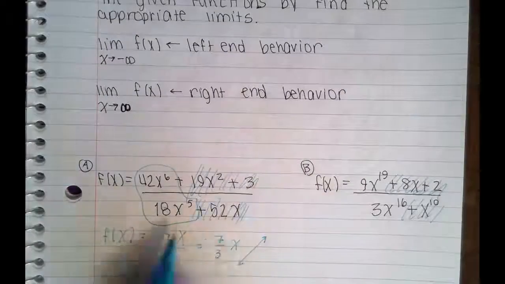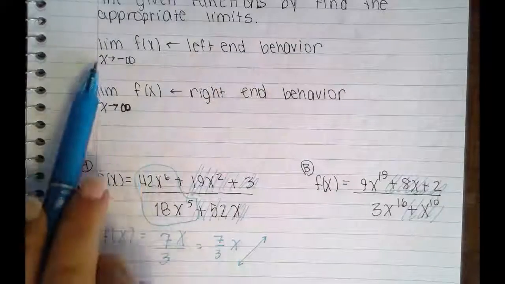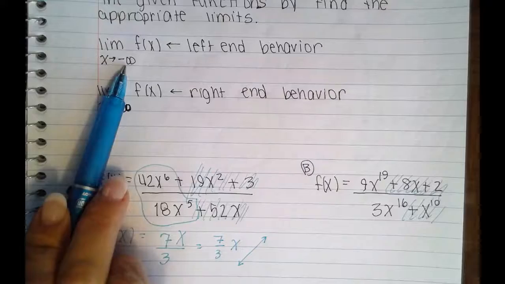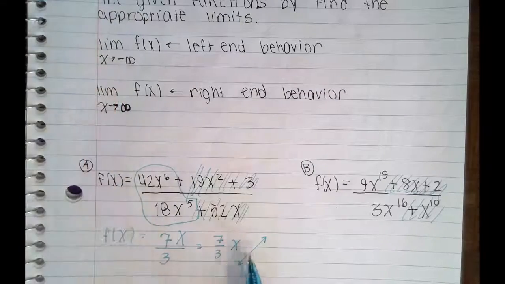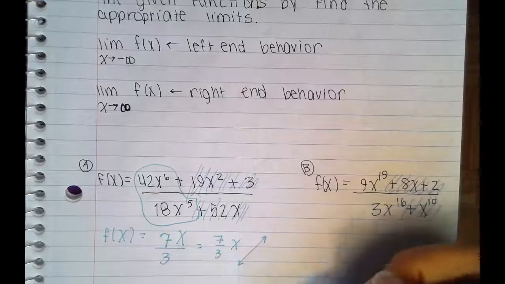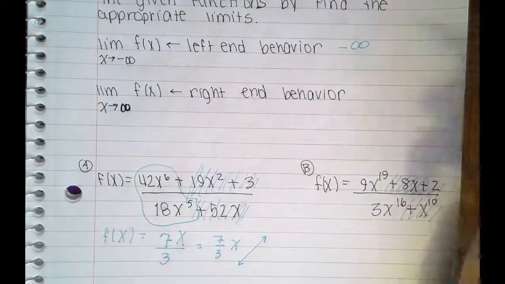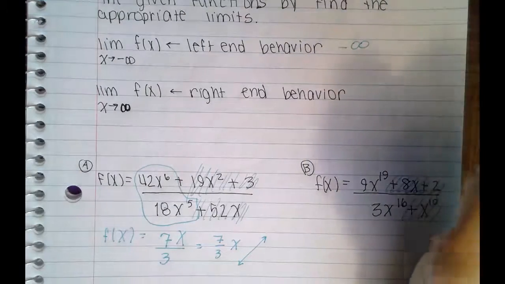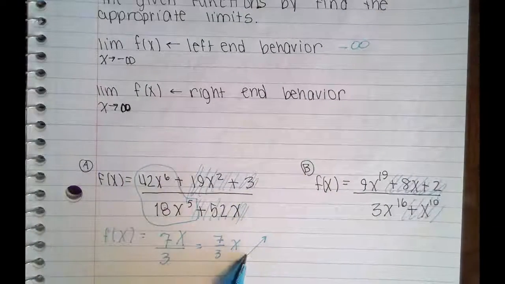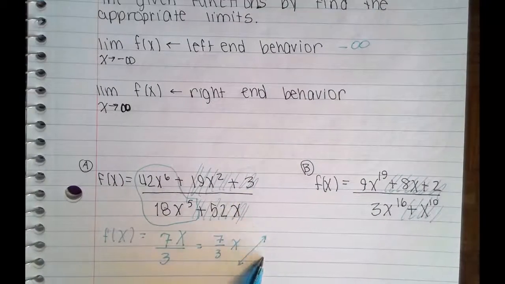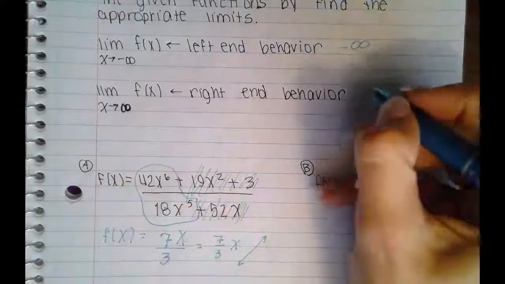So if I want the limit as x approaches negative infinity, as I go out to the left, what am I approaching? I'm going down. So my answer would be negative infinity. There we go. We described the end behavior. How about as x goes to the right towards positive infinity, what happens to y, my output values? Well, it goes up, positive infinity.